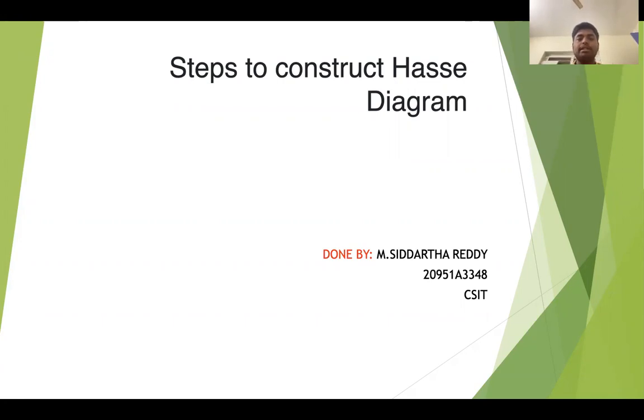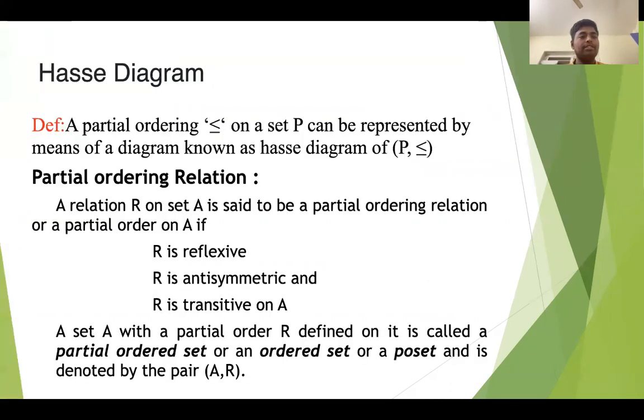Steps to construct a Hasse diagram. First of all, what is a Hasse diagram? Definition: a partial ordering, less than or equal to symbol, on a set P can be represented by means of a diagram known as the Hasse diagram of (P, ≤), a partial ordering relation.